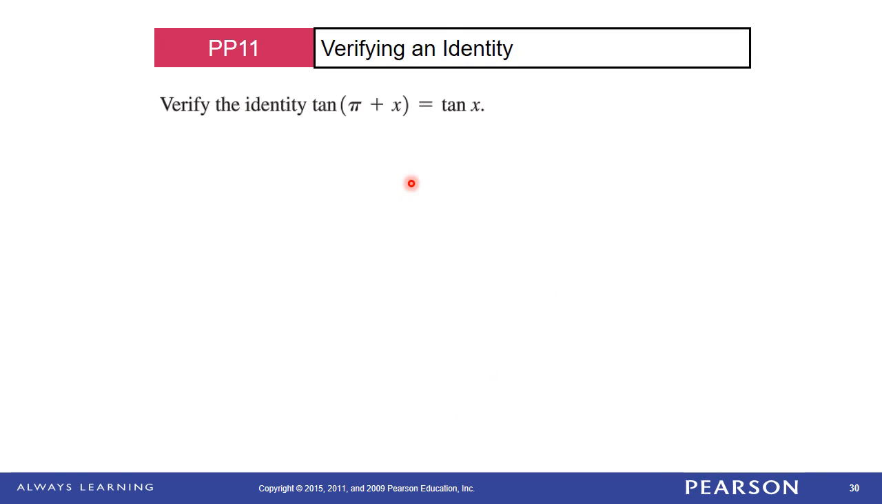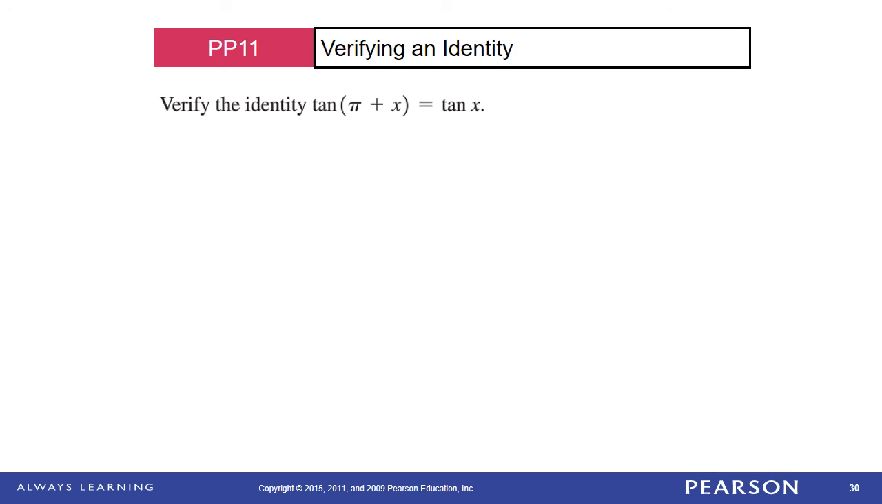Our problem here, tangent of pi plus x. Well, that gives me tangent of x. What is this saying? Is that saying, can you prove that tangent has a period of pi? So notice, if you have an angle measurement, if you add pi to it, that means you came back to tangent. So really you're proving the fact that tangent has a period of pi.